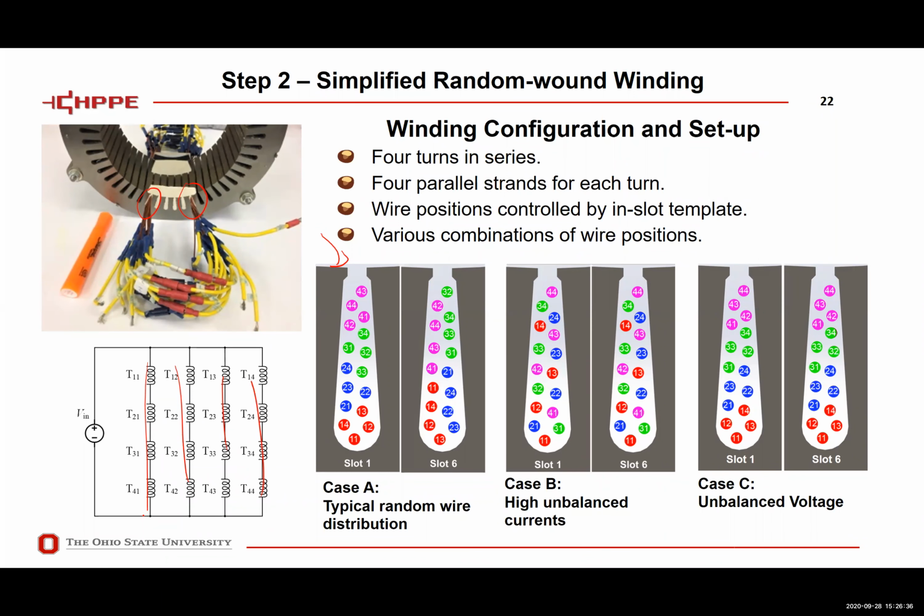Okay, so case 1 is a very typical random wound wire distribution. When workers try to put all the wires inside the slot, you cannot exactly make sure that all wires for turn 1 will stay all the way at the bottom like this. So this configuration here is very common.